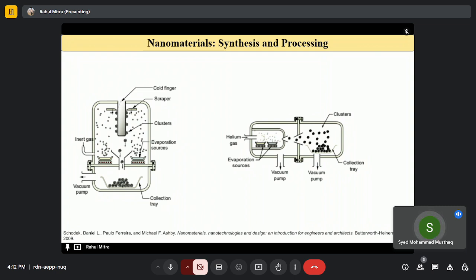In the previous class I discussed up to two-dimensional nanomaterial synthesis. I will briefly recap what I have said before. The first one is the inert gas condensation process. This is the first process that I mentioned here. Let me write it. This is inert gas condensation.